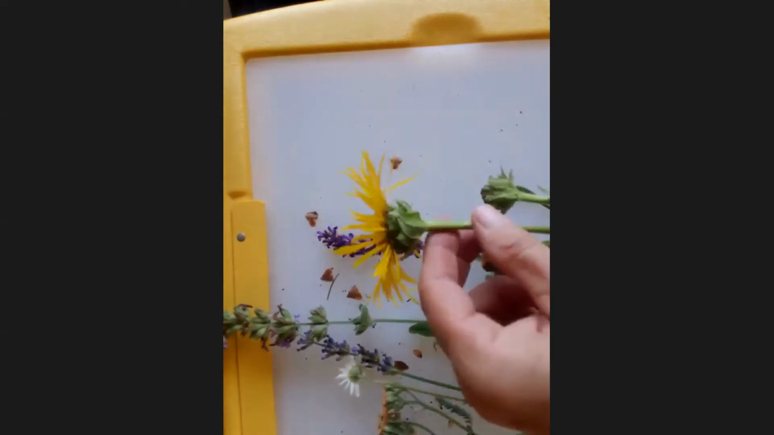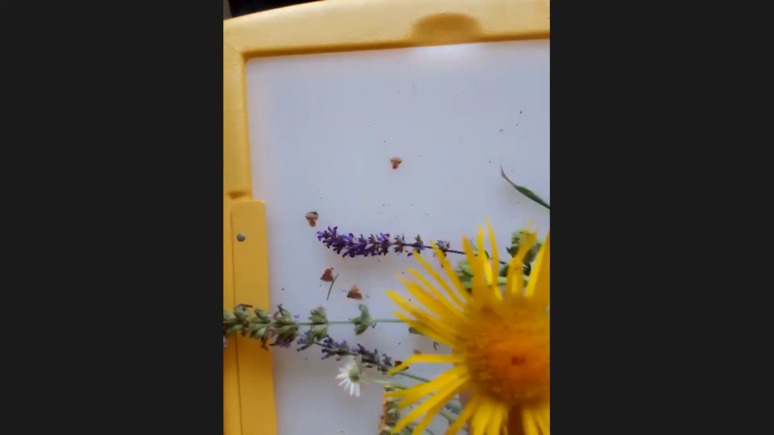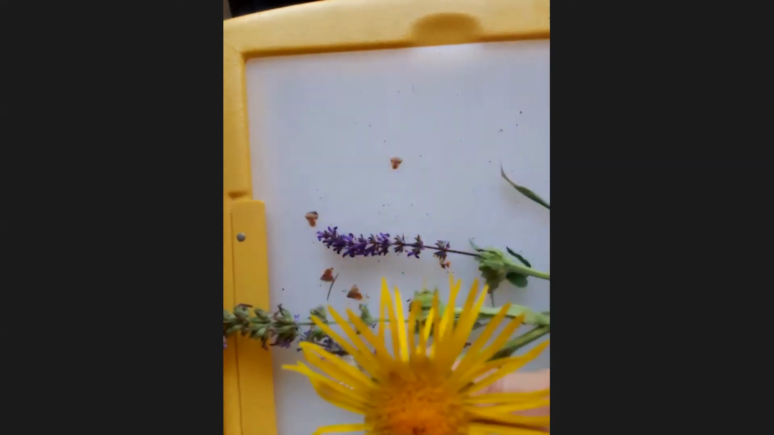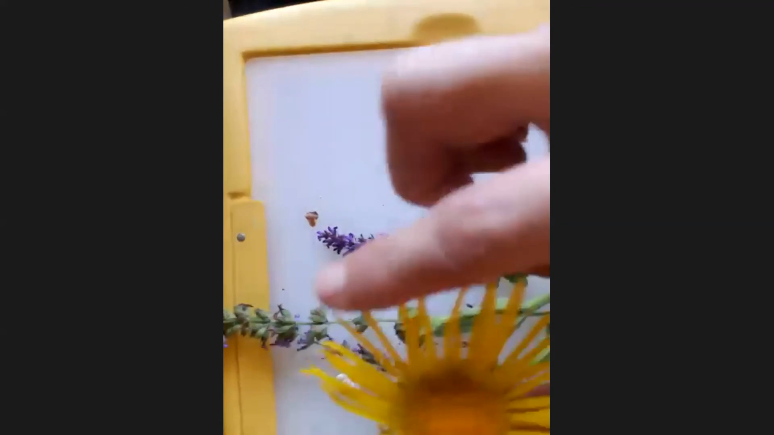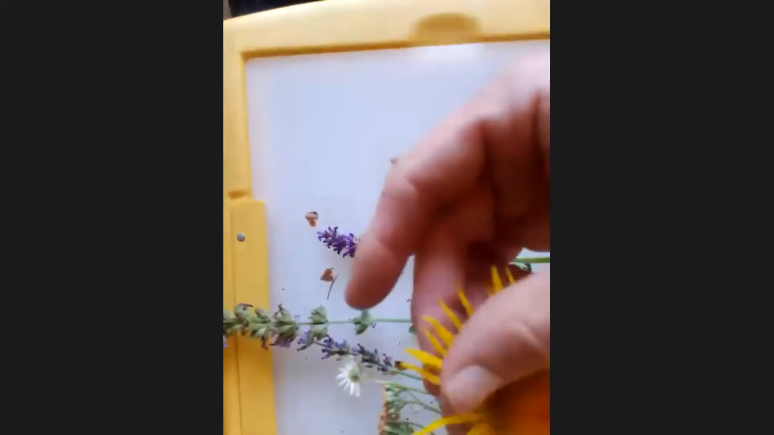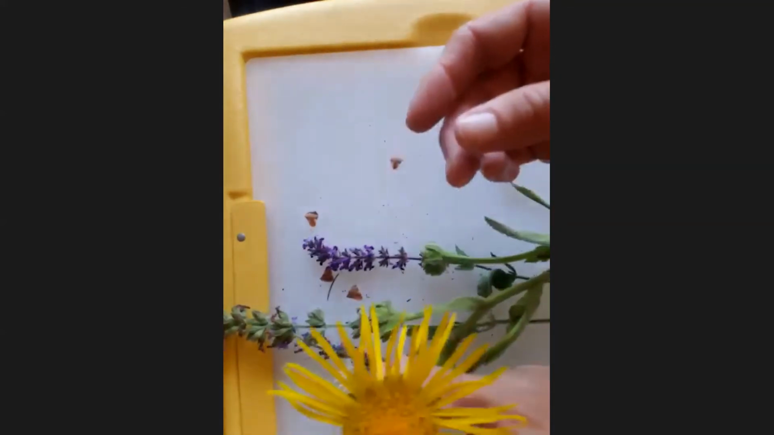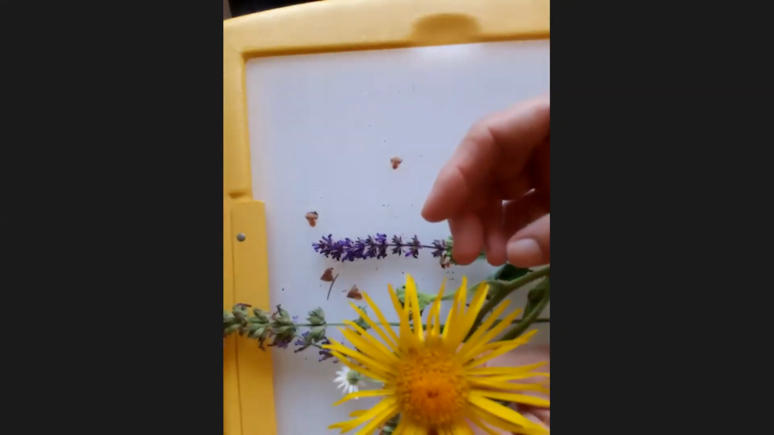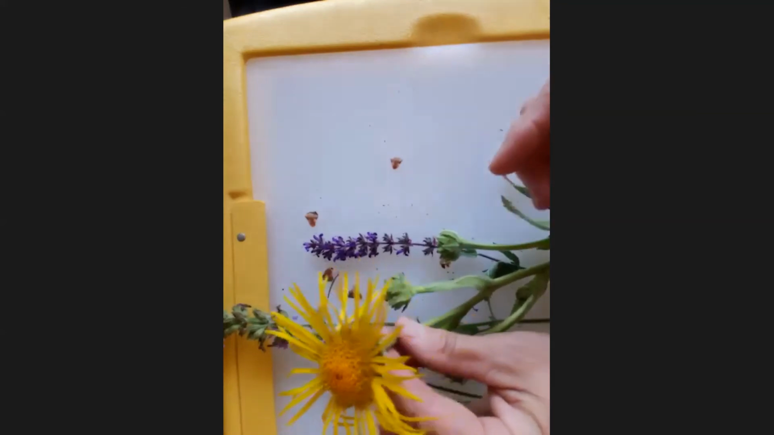And then I have this beautiful flower. I don't know what this is, but it's yellow and it has spikes, these beautiful long petals that come out. And it reminds me of the sun. With the rays of the sun, it's yellow, it's hot. It's very pretty, and I'm sure the bees love, love, love this flower.